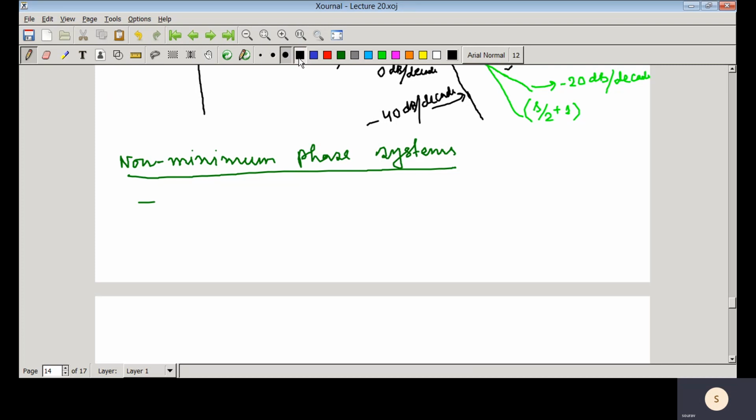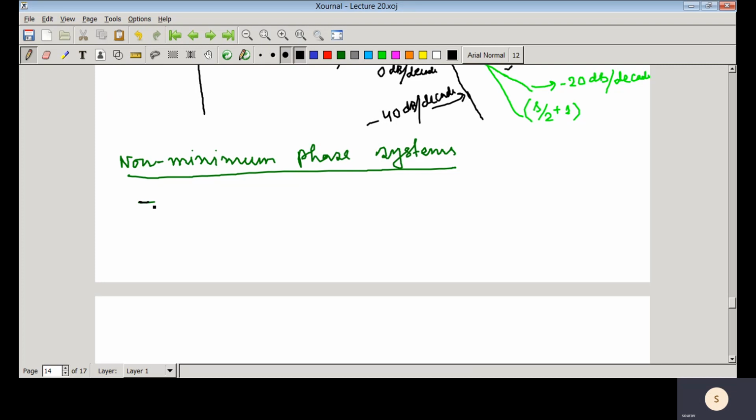So that means if you have a transfer function, and it has poles and/or zeros, that means if there is a zero on the right half of the S-plane, then it is called a non-minimum phase system. By definition, if there is any pole or zero on the right half of the S-plane, but conventionally in control systems we normally say that if there is one zero on the right half of the S-plane, then it is a non-minimum phase system.